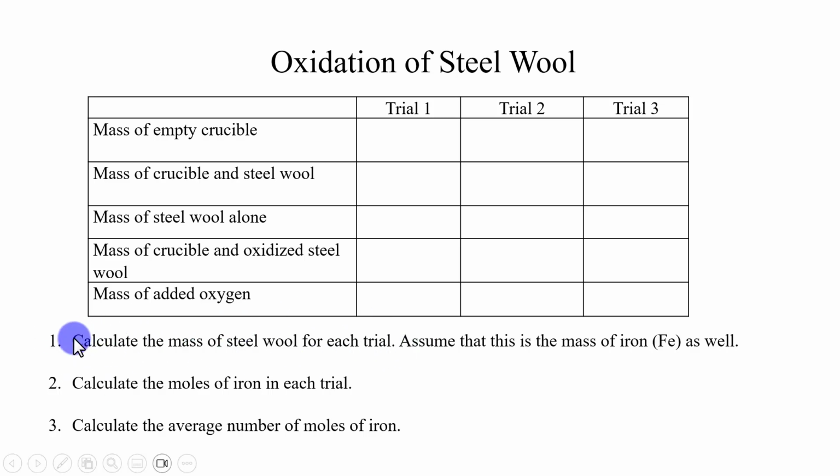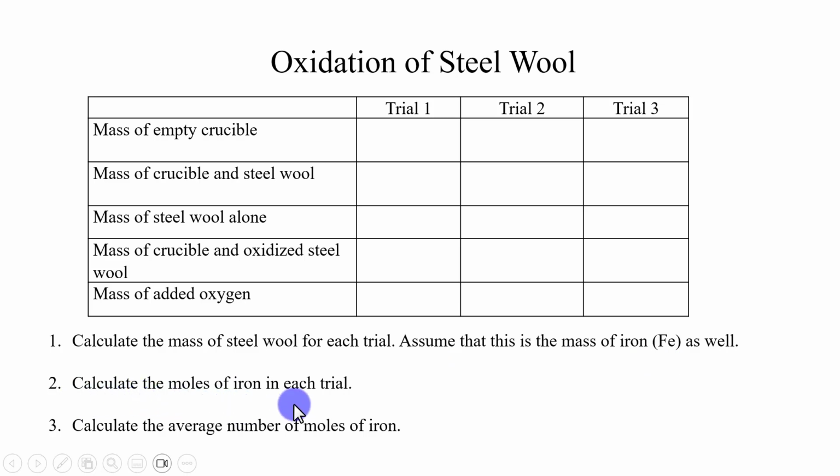Now the first question in the lab report says calculate the mass of steel wool for each trial, and you do that by subtracting these 2. Assume that this is the mass of the iron as well, and I already mentioned that it's mostly iron. We're going to ignore the other parts that aren't.